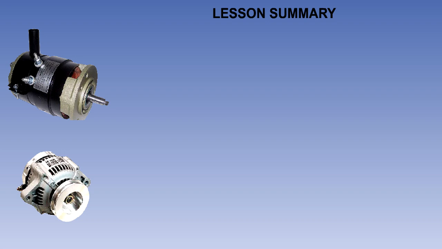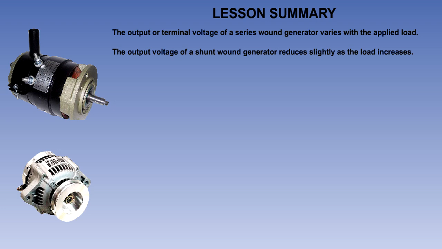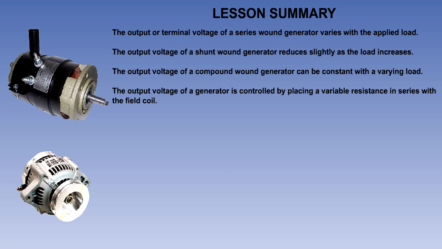That is the end of the lesson. Here are the main points that you should take from it. The output or terminal voltage of a series wound generator varies with the applied load. The output voltage of a shunt wound generator reduces slightly as the load increases. The output voltage of a compound wound generator can be constant with a varying load. The output voltage of a generator is controlled by placing a variable resistance in series with the field coil.